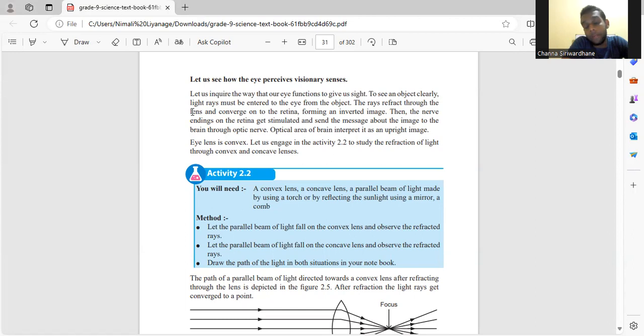Forming an inverted image. Inverted image. But our brain can understand the actual direction of the image. Then the nerve endings on the retina get stimulated and send the message about the image to the brain through the optic nerve.